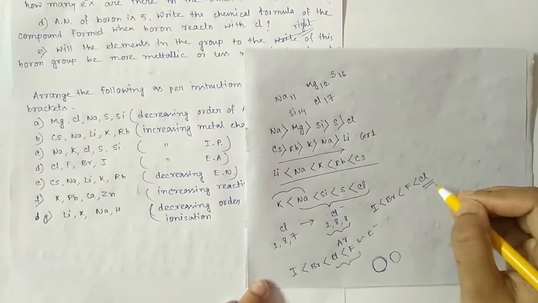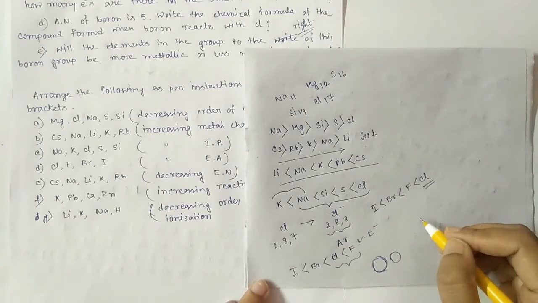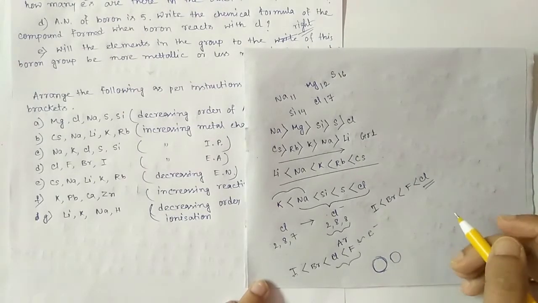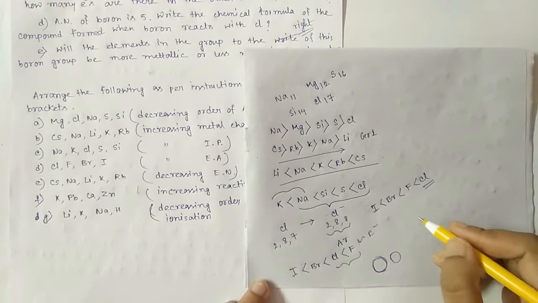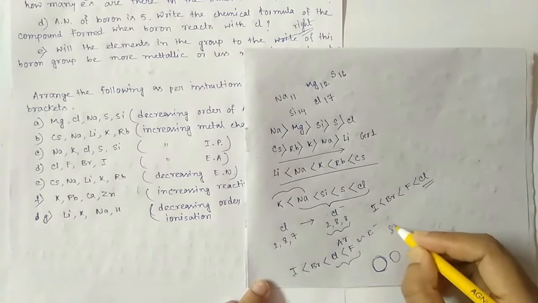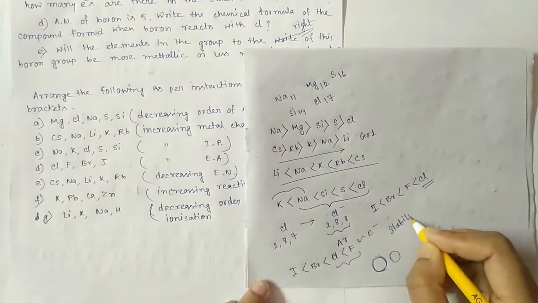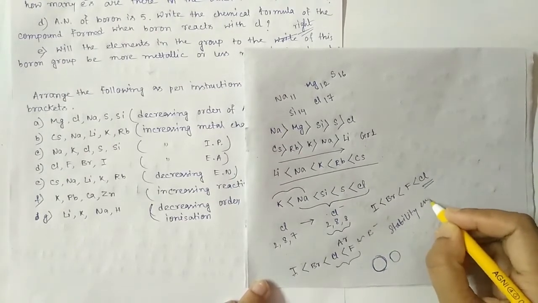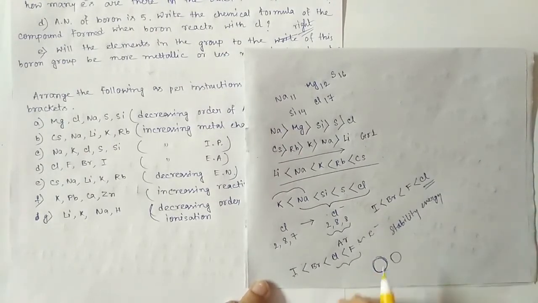So chlorine will have greater electron affinity as it will be the most stable if it gets one electron in its outermost shell, and thus it will release more energy as it is gaining more stability. I hope you understand the relation between stability and energy. Okay, let's move on to the next question.